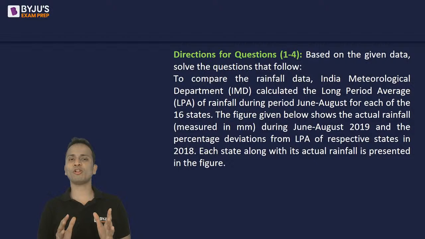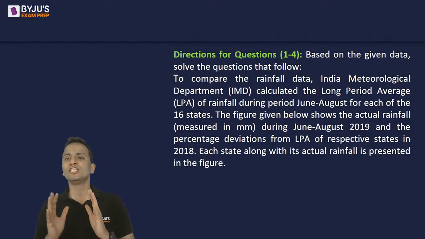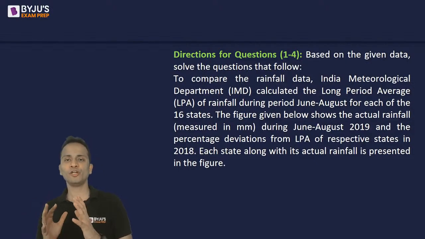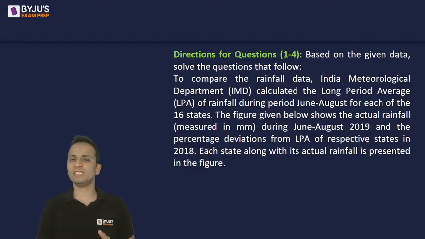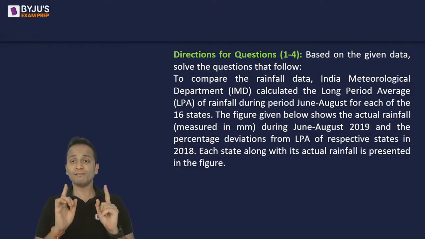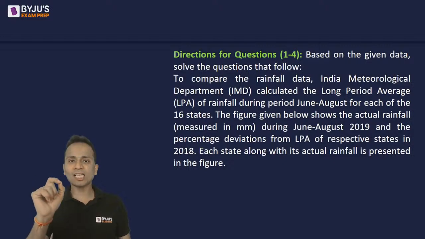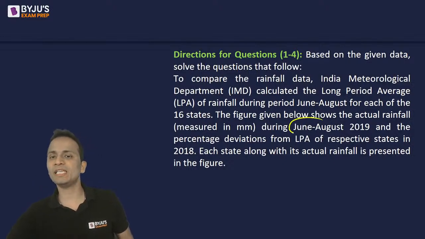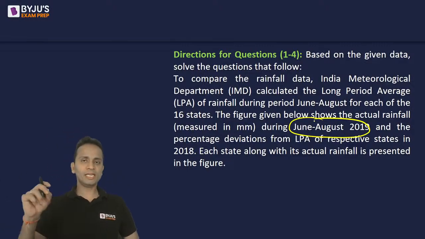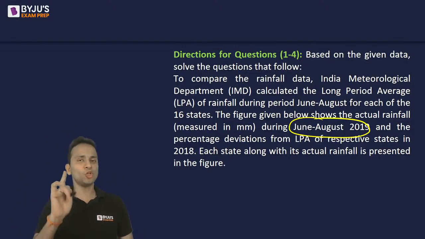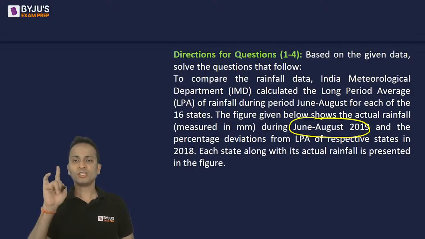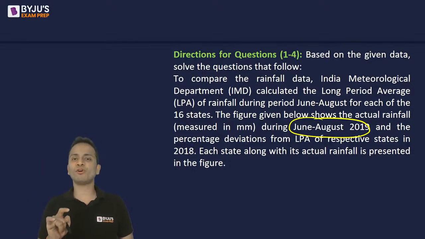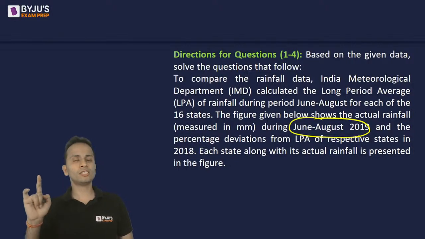The Indian Meteorological Department, IMD, calculated the long period average of rainfall during the period June, July, August for each of these 16 states. The figure given shows the actual rainfall during June to August 2019. So in the chart that you're going to see, the long period average will not be given. It will give you the actual rainfall measured in mm during June, July, August 2019.